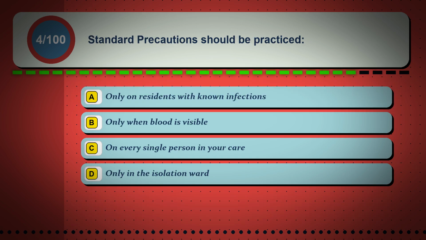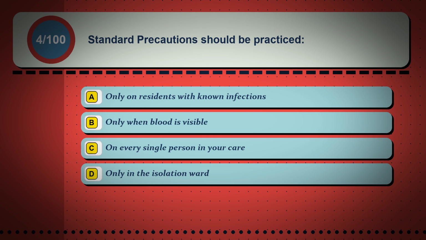Question 4. Standard precautions should be practiced. Option A. Only on residents with known infections. Option B. Only when blood is visible. Option C. On every single person in your care. Option D. Only in the isolation ward.